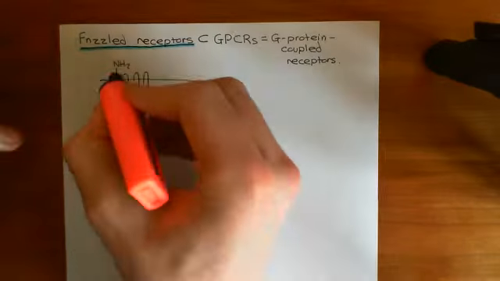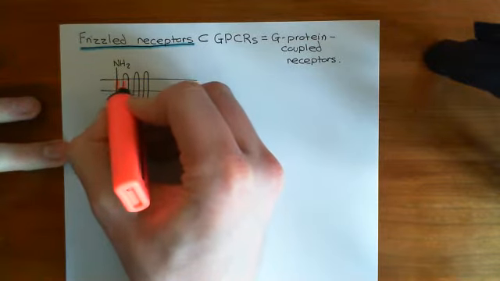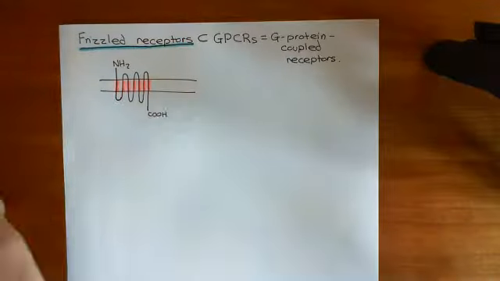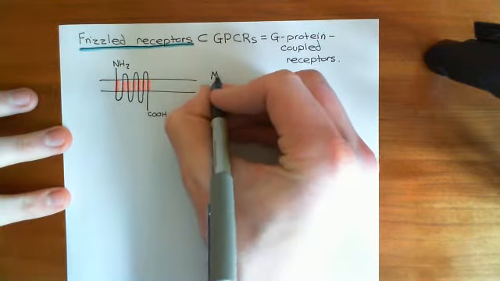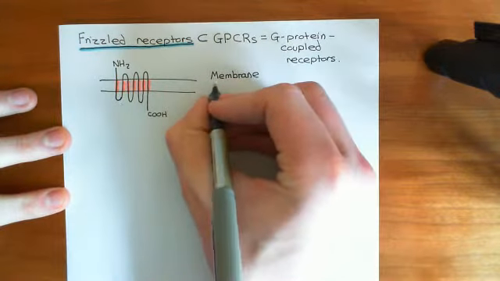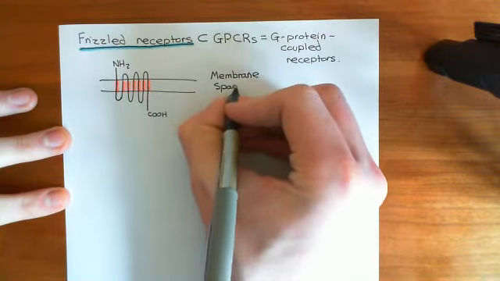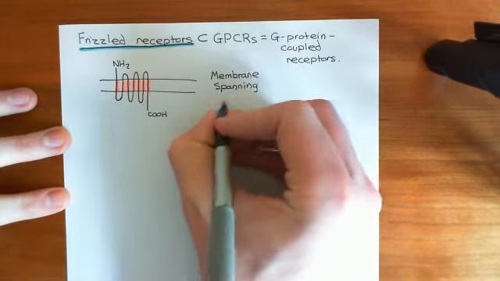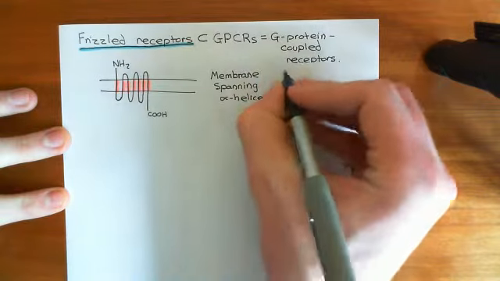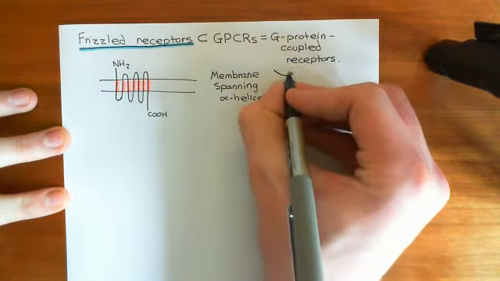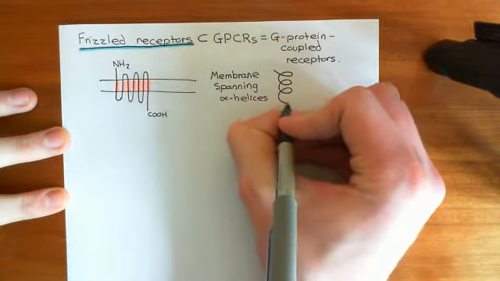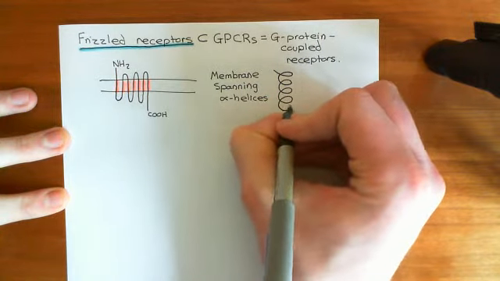These membrane spanning portions, which I will colour in red here, are membrane spanning alpha helices. So even though I've shown them as straight lines, in actual fact they are alpha helices. They will have a spring-like structure, so the polypeptide will spiral round in a spring like so, and that sort of structure is known as an alpha helix.